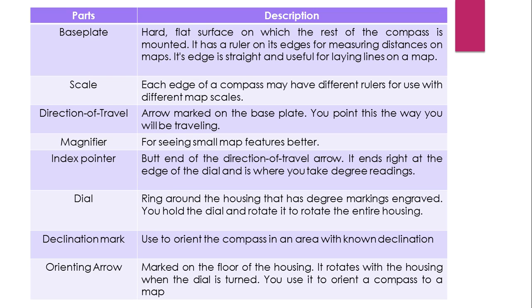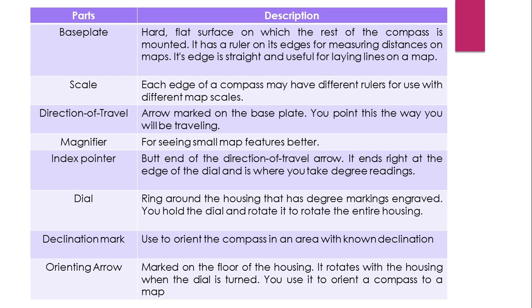Direction of travel. Arrow marked on the base plate. You point this the way you will be traveling. Magnifier. For seeing small map features better. Index pointer. Butt end of the direction of travel arrow. It ends right at the edge of the dial and is where you take degree readings.